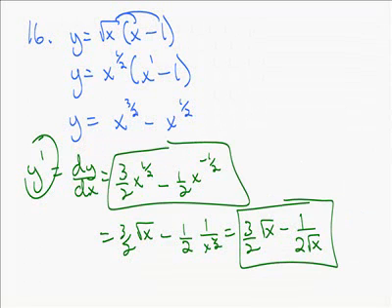Okay, let's go ahead and do number 25. So a little bit different thing here. Now we're given a function. We want to find the equation of the line tangent to a curve at a given point. So our curve here is y equals x to the 4th plus 2e to the x.